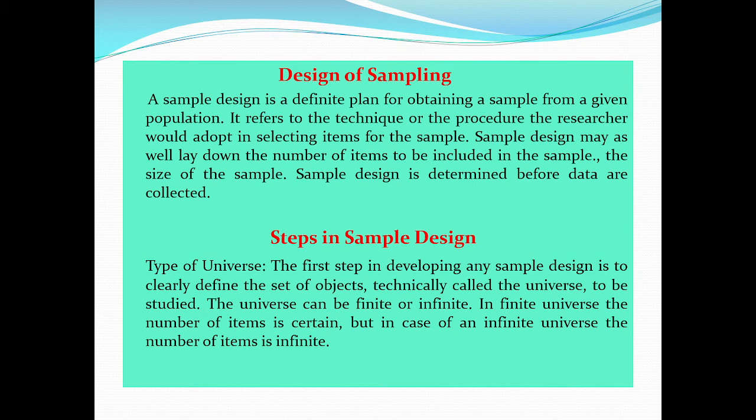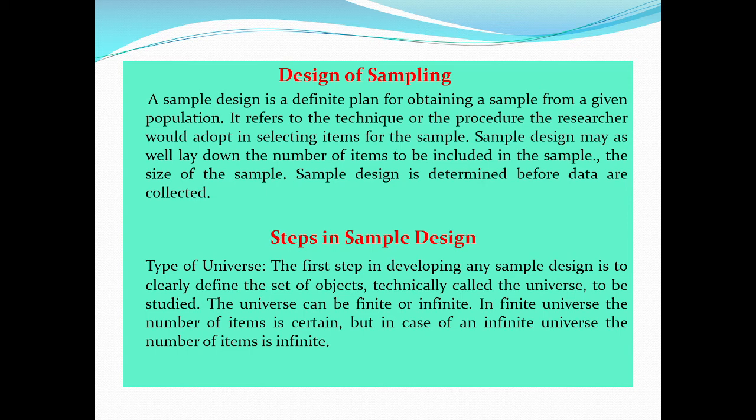So here are the various steps in the sample design. First one is the type of universe. The first step in developing any sample design is to clearly define the set of objects, which is technically called the universe, to be studied. The universe can be finite or infinite. In a finite universe, the number of items is certain, but in the case of an infinite universe, the number of items is infinite.